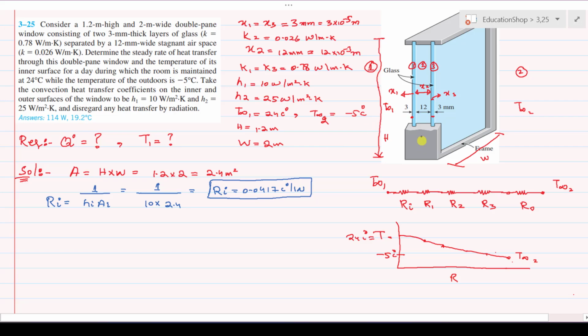The resistance R1 by the first layer and the resistance offered to the heat transfer by the third layer, which is also glass, are the same, because the first layer and the third layer are glass and the same in nature and in dimensions. That's why they offer the same resistance to the heat transfer. We can say that R1 is equal to R3, which is equal to X divided by KA. X is 3 millimeters. X1 is equal to X3, 3 multiplied by 10 to the power minus 3, divided by thermal conductivity. This K1 and K3 is 0.78 and area is 2.4. This simply solves and you will get 0.0016 centigrade per watt.